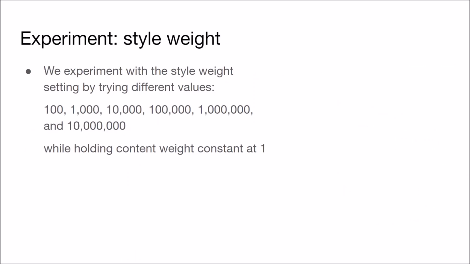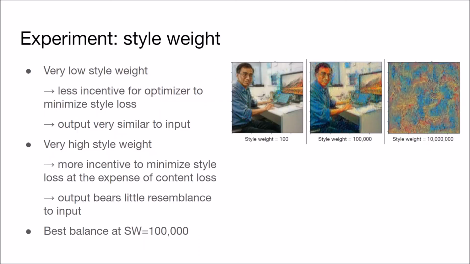Next, we look at style weight by varying the style weight over different values. As you can see, when the style weight is low, the optimizer, the model, has very little incentive to minimize the style loss. So the output is rather similar to the original input. Whereas when the style weight is very high, the loss function is dominated by the style loss, and very little regard is paid to preserving the content. And so we find that the best balance is when style weight is around 100,000 in the middle.